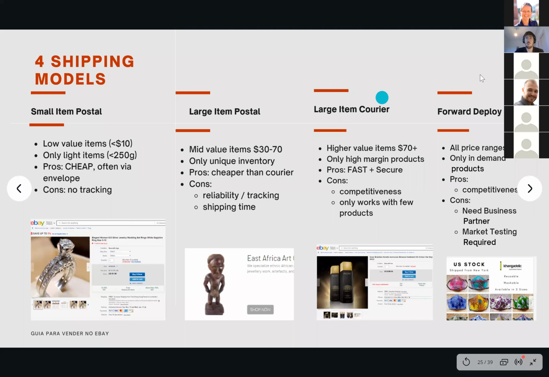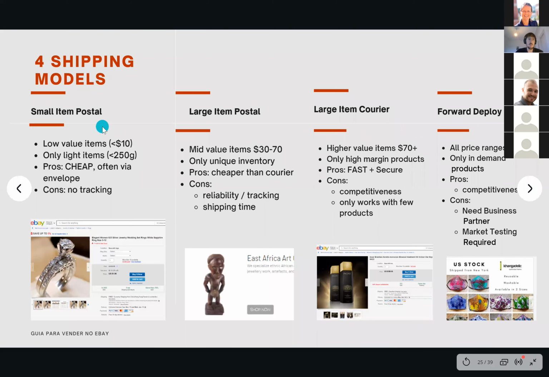As a reminder, we have 4 models. One is the very small items shipped through postal services, typically without tracking. The other one is kind of larger items also shipped through postal services. Then larger items shipped through couriers. And finally, we had talked about the forward deployment model last time, which is when you send kind of larger quantities into your target market and then work with a business partner to do the last mile delivery. I'll take 5 minutes to look in a little more detail at each one of those models.